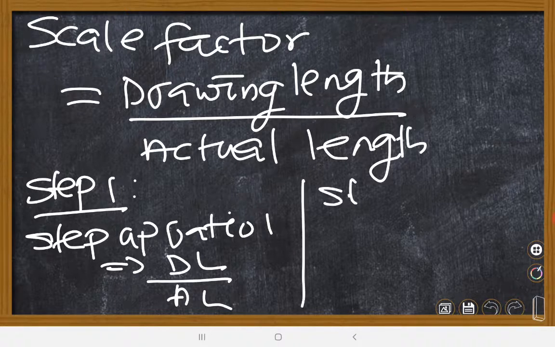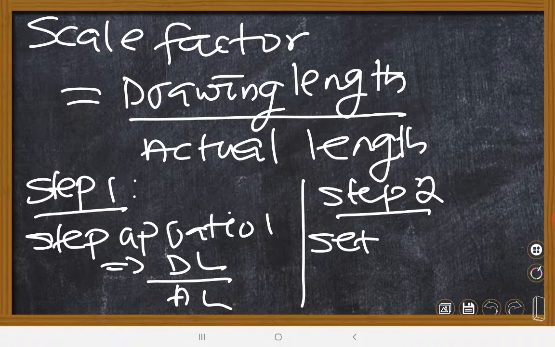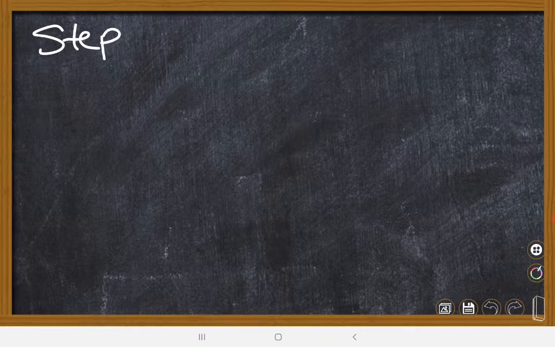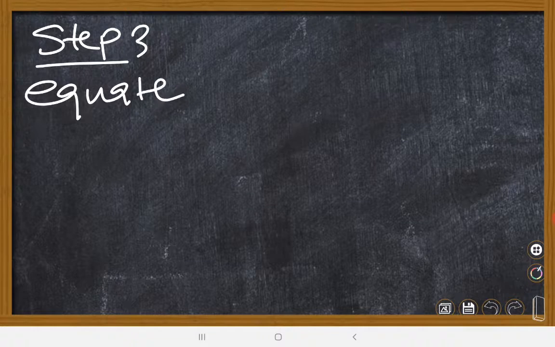Step 2 is to look at what you are given and set up another ratio: drawing length over actual length. Now you have two ratios, right? Okay. Now when you set up the second ratio, step 3 is to equate the two ratios.